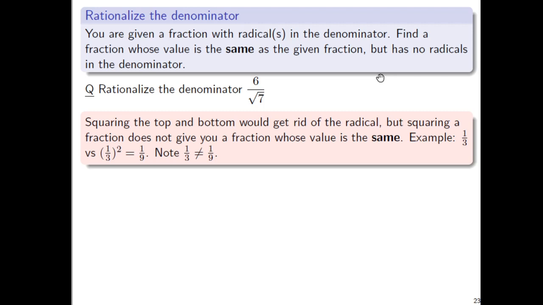6 over root 7, and let's rationalize the denominator. Now, here's an approach that people tend to try: some people try to square the top and the bottom. If you did square the top and the bottom, you would get rid of the radical in the denominator. The problem is, if you square the top and bottom of a fraction, that doesn't create a fraction whose value is the same.